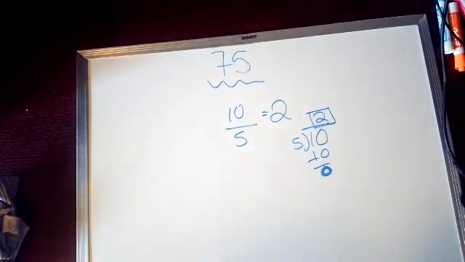All right, so that was lesson 75 for Saxon Math 5 Intermediate.